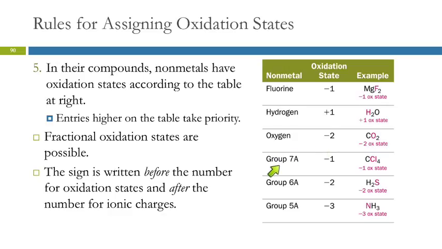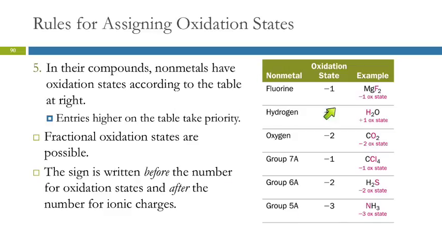What charges do the group 7A nonmetals form? -1. So they would like to be -1. Group 6A makes -2 ions. They want to be -2. Group 5A makes -3 ions. They want to be -3. So again, oxidation state looks like almost a twin of ionic charge, right? The numbers are usually the same.